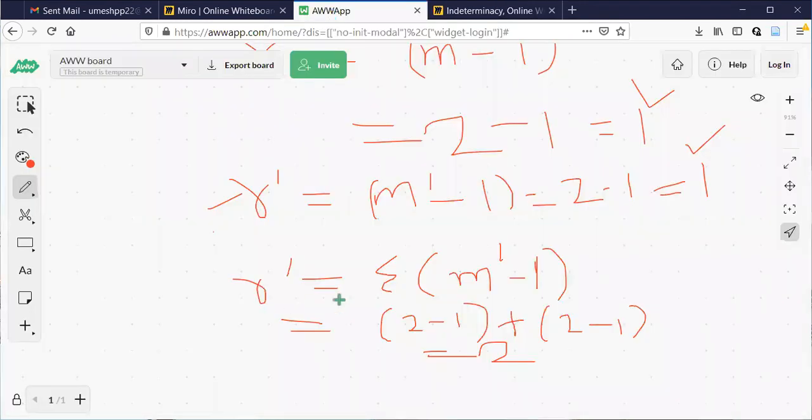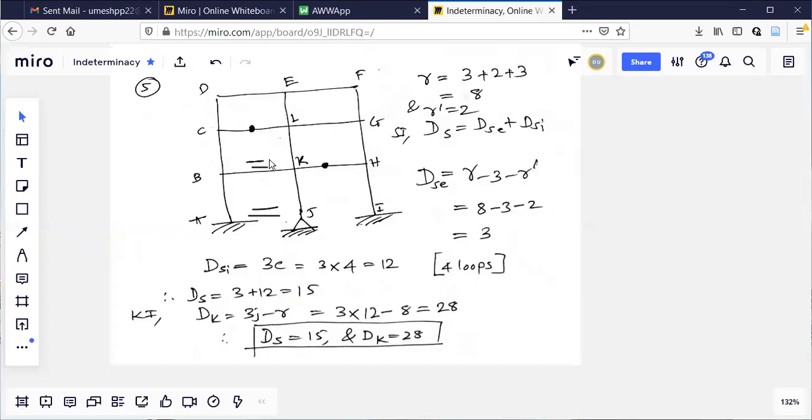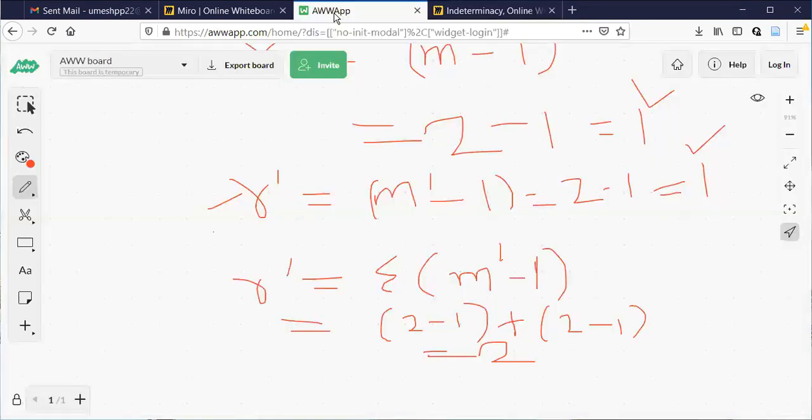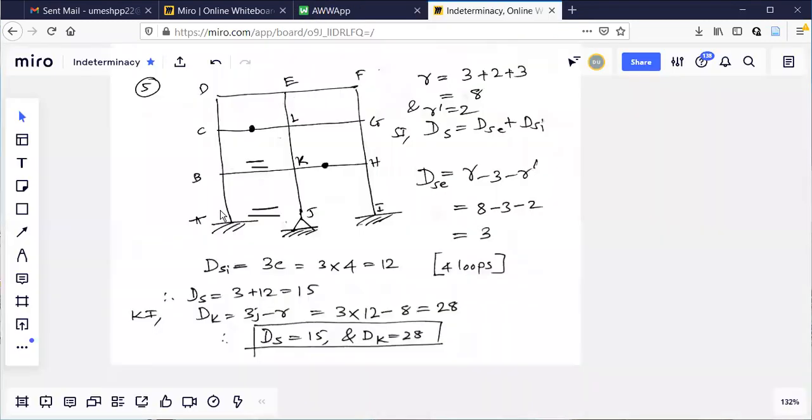R dash is equal to sigma M dash minus 1. One hinge was there at one place, 2 minus 1, because it was connecting 2 elements. One more hinge at one more place, for 2 hinges. Again, here also it is connecting 2 elements. So summation of M dash minus 1: 2 minus 1 plus 2 minus 1, total R dash for this problem is 2. For this condition, it is 2.